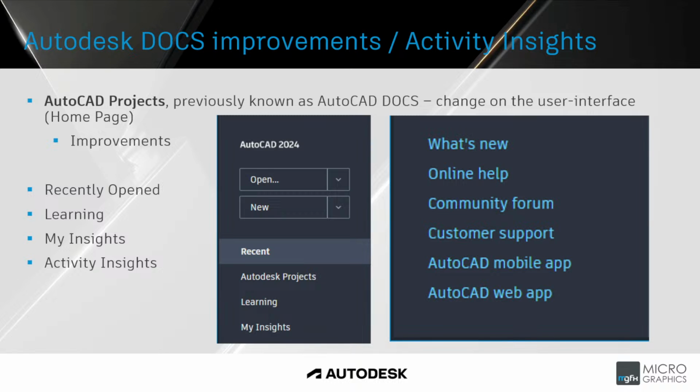Autodesk Docs improvements and activity insights. Autodesk Projects. In AutoCAD 2024, you will find the Autodesk Docs options renamed to Autodesk Projects. Selecting this launches a new projects pane showing the hub selector and project path tree. Use the breadcrumbs for navigating the project's structure.